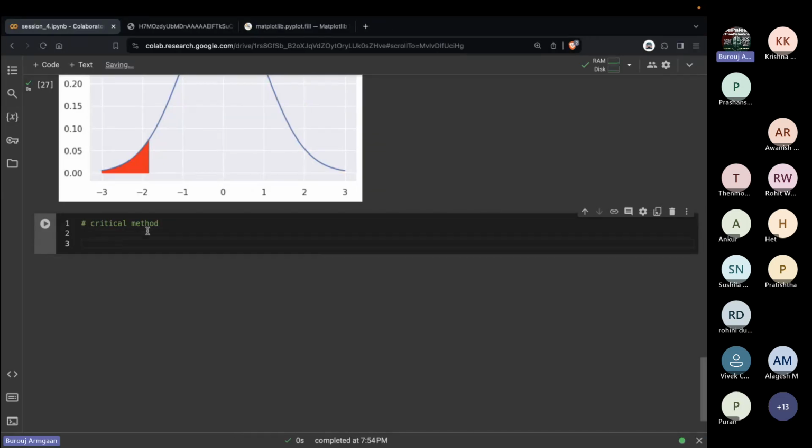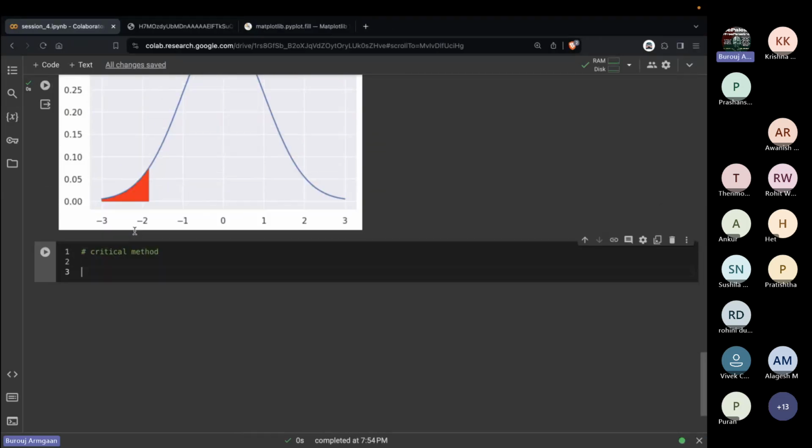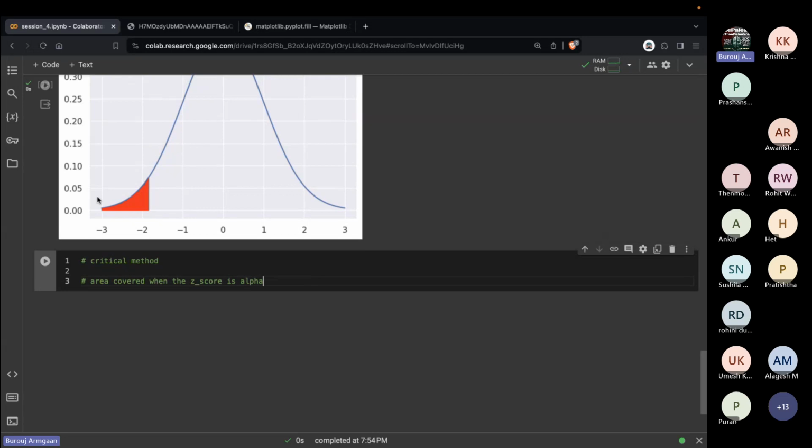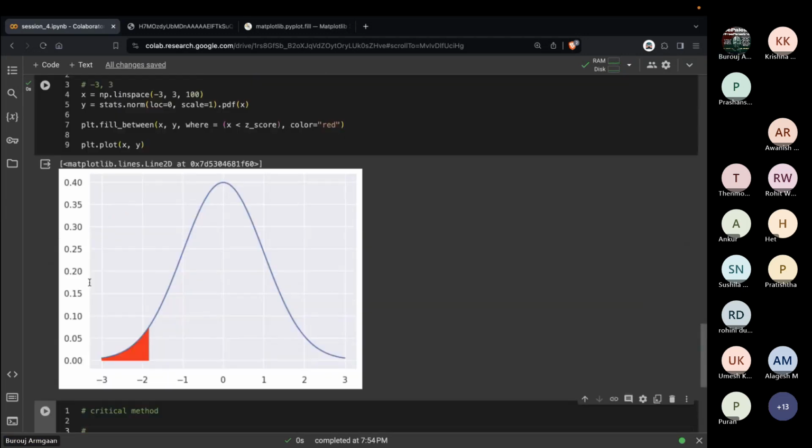So here's a hint. In the critical method, you just need the area covered when the z-score is alpha. Let's say in this case, our z-score is minus 1.8. If it was alpha, I would get a different region. The value that gives me that region will be my critical point. In this case, alpha is an area, so we ask what z-score gives me area equal to alpha. Can you do that?